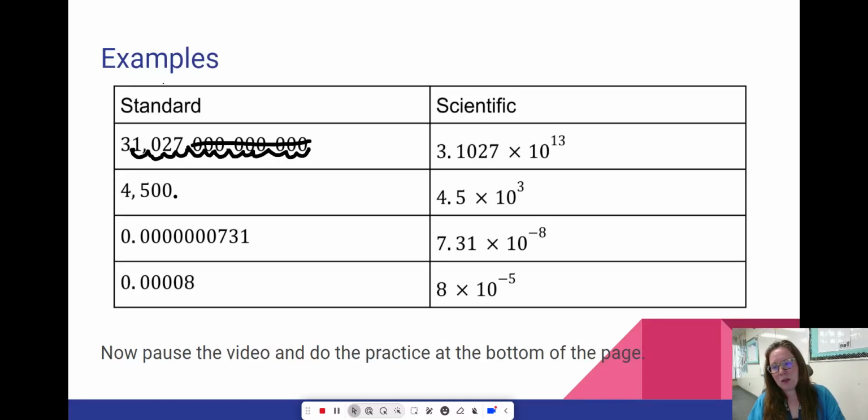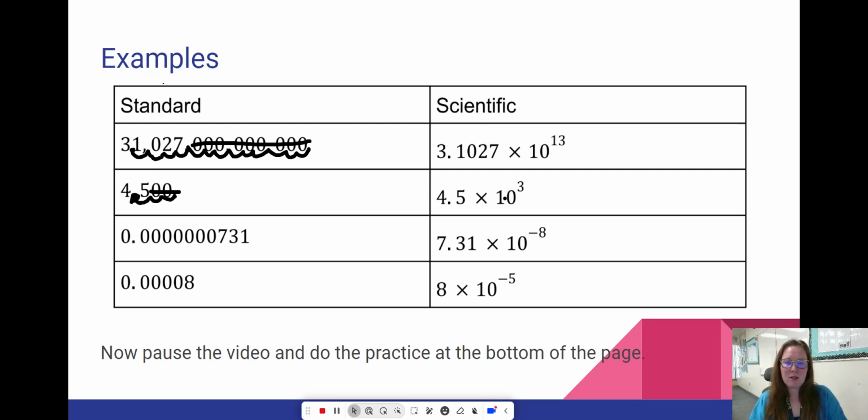Okay, let's try another one. Invisible decimal right there. Right now there's 4 digits to the left. I don't want that. Okay, 1, 2, 3. To get that 4.500, which we don't have to write all those zeros, so it's just 4.5.